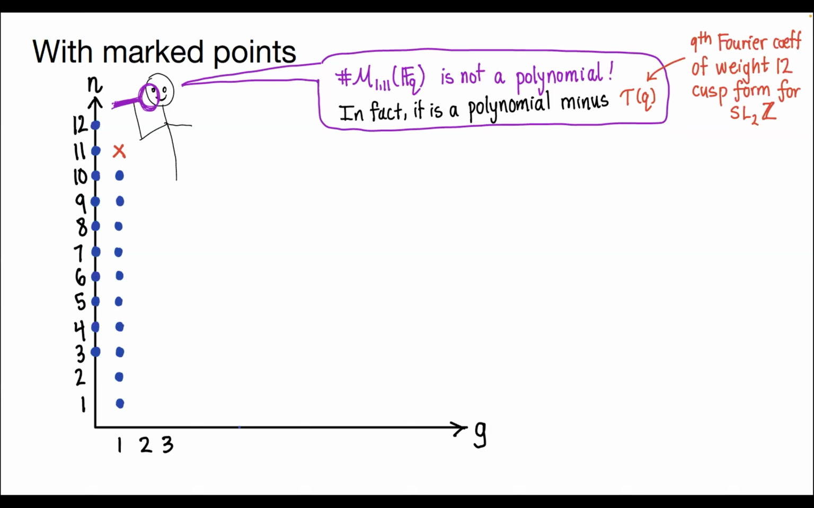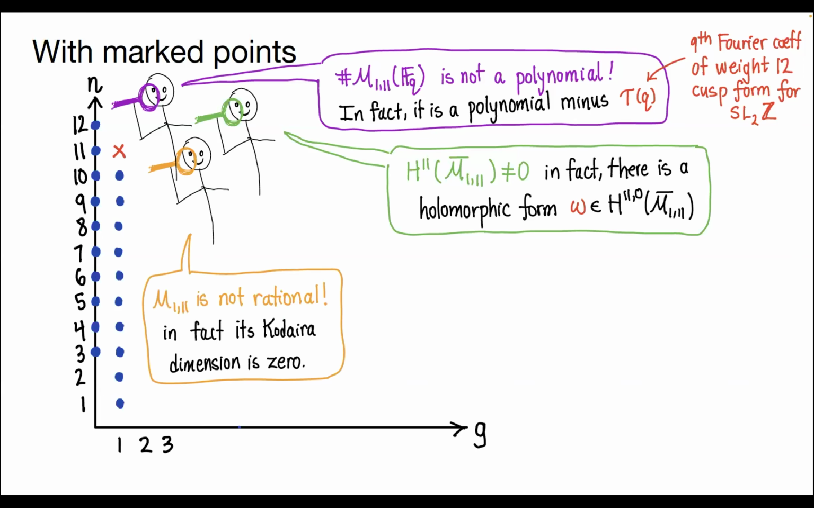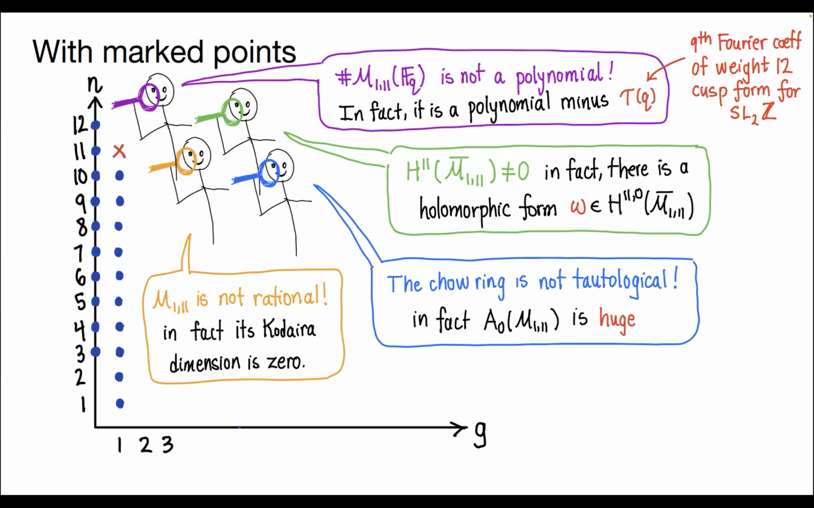And the existence of this weight 12 cusp form also allows you to see that H^11 of M_{1,11} bar is non-zero. In fact, it has a holomorphic form, which basically comes from this weight 12 cusp form. And once you know that there's a holomorphic form, you know that M_{1,11} is not rational. It also implies that the Chow groups of 0-cycles are really big. So in particular, the Chow ring has no hope of being tautological.